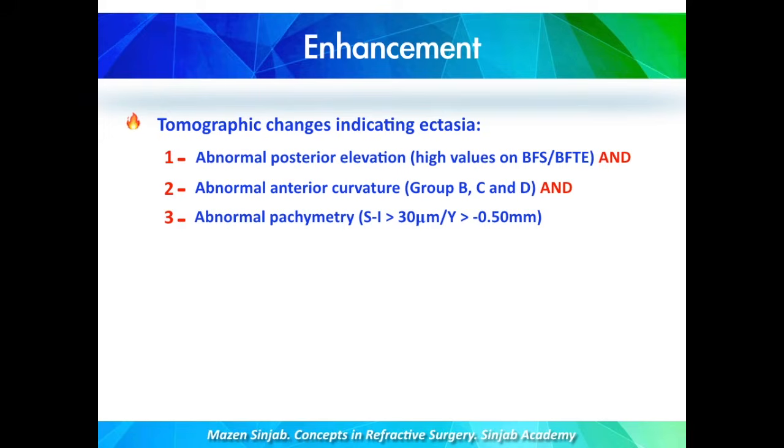So to say it is an ectasia, we have to find tomographic changes indicating ectasia, which are abnormal posterior elevation, abnormal anterior curvature, and abnormal pachymetry.